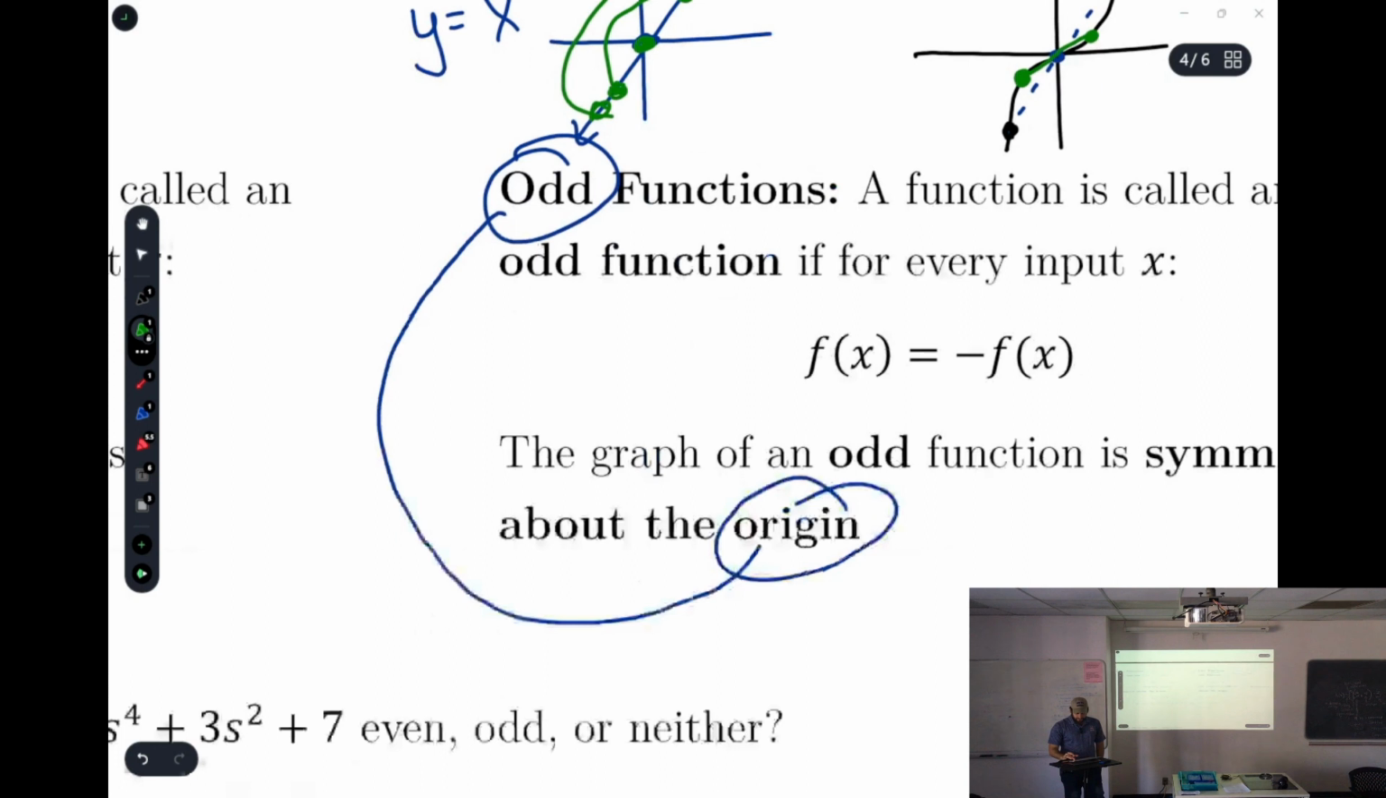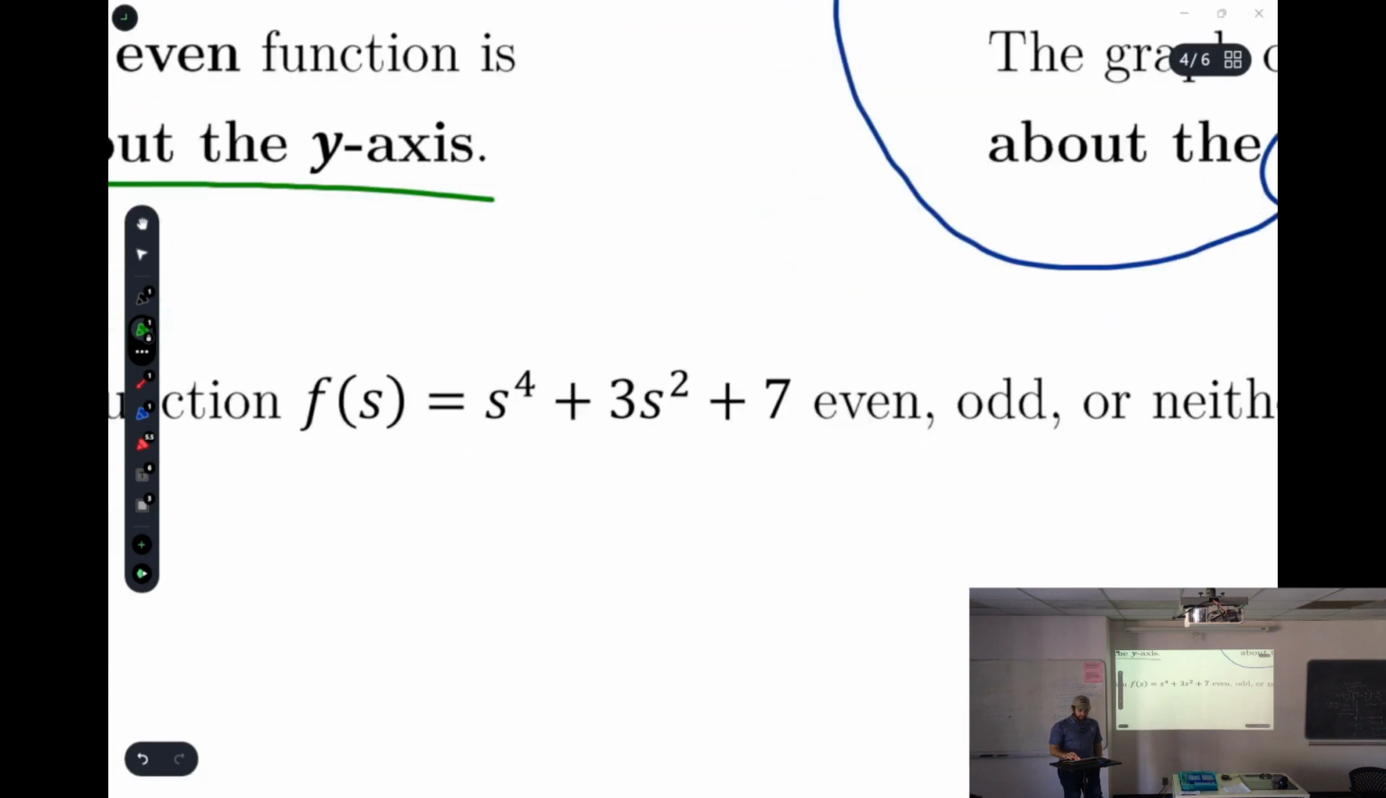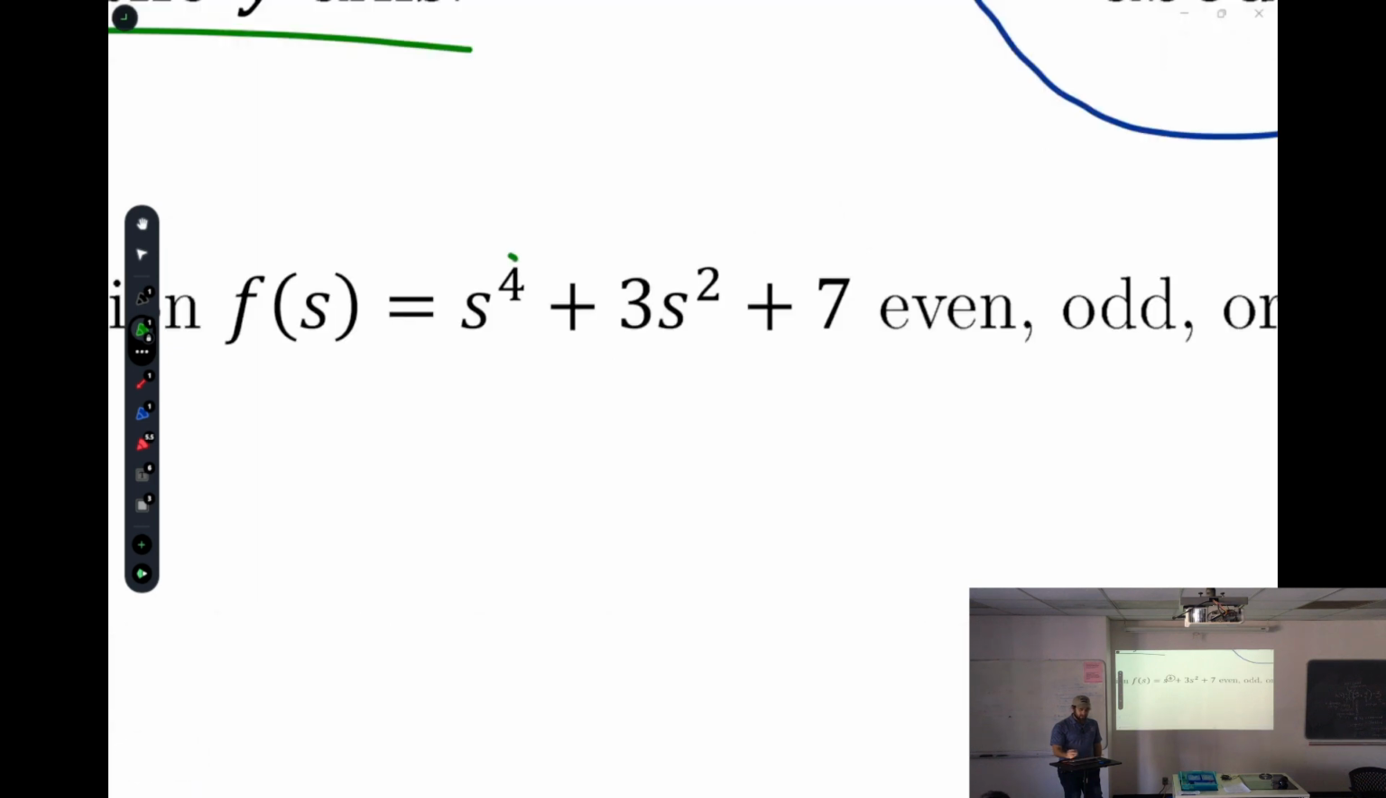Okay? So then, just a real quick check. Even or odd? Is 4 even or odd? Is 2 even or odd?